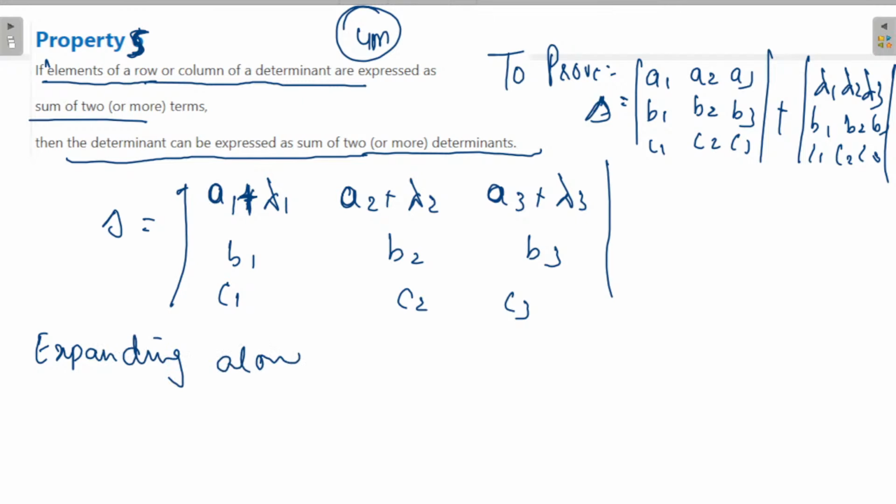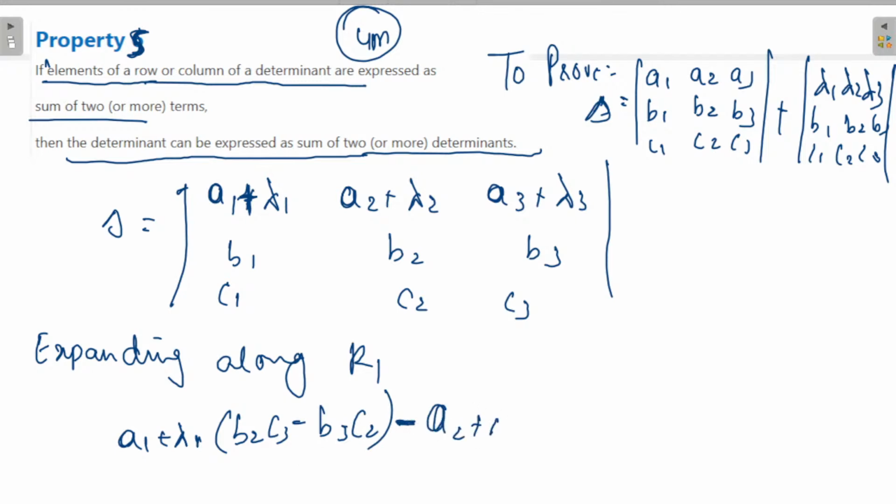Expand along R1. Everything will be the same. Now here a1 plus delta 1 will be outside. Inside, what will we put? R1 and C1 will be deleted. What will we get? b2 c3 minus b3 c2. Then as usual, minus a2 plus delta 2. Now here you can add a bracket or there is no need.